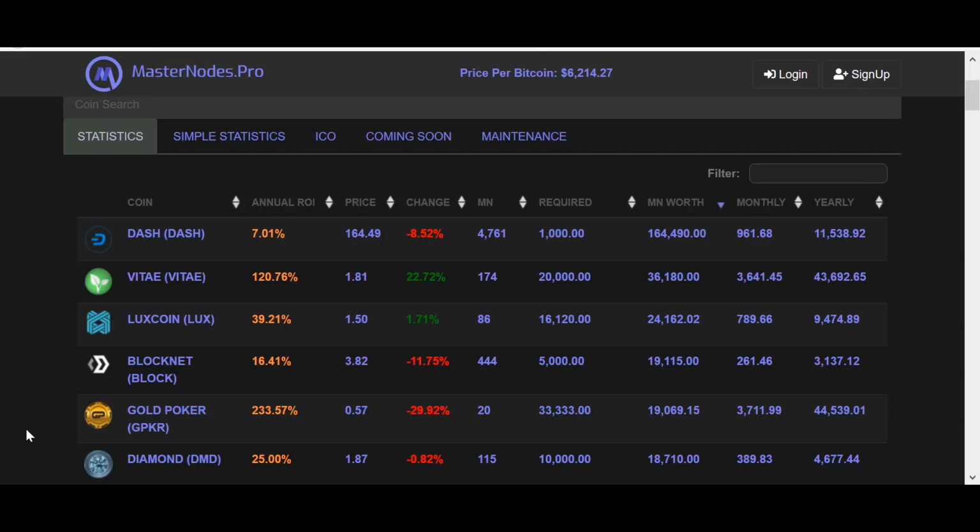You don't want to find someone who's just part of a pump and dump where they put out a bunch of coins, they put up a website, and there's a bunch of hype around it. They do a big pre-mine, and then they're selling their coins on the market to everyone who's buying into the Masternode. So you want to avoid that as well.